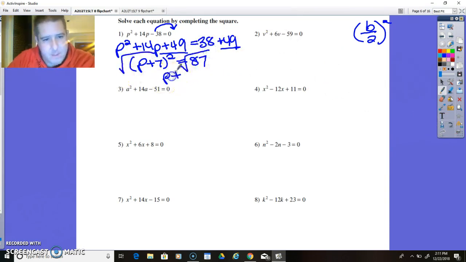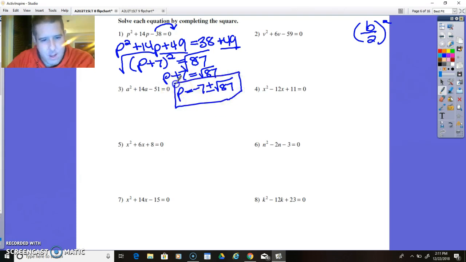Square root of both sides, you get p plus 7 equals square root of 87. I'm going to leave this the way it is. Move the 7 to the other side, and you get p equals negative 7 plus or minus the square root of 87. There's your answer.